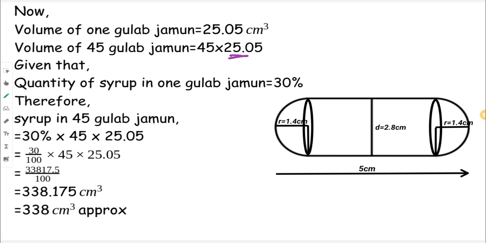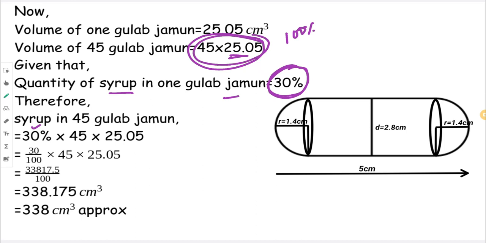Now the question gave us the quantity of syrup, that watery sweetness in one gulab jamun: only 30%. So when you look here, the volume of gulab jamun we're finding is for 100%. We're thinking that it contains 100% syrup, right? But the question told us it only contains 30%. Therefore, syrup in 45 gulab jamuns, only 30% is there. So 30% into the volume of 45 gulab jamuns.